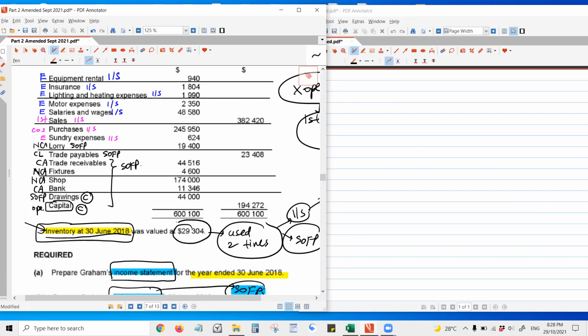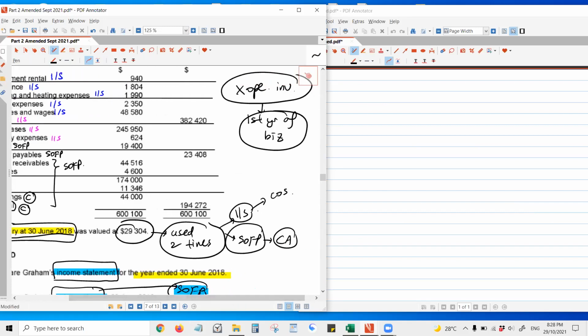Remember, closing inventory, you have to use it 2 times. Okay, last week I told you before we dismiss. First time, use it in the income statement, cost of sales section. Another time, in the SOFP, current asset section. And I also told you that in this question, there's no opening inventory.